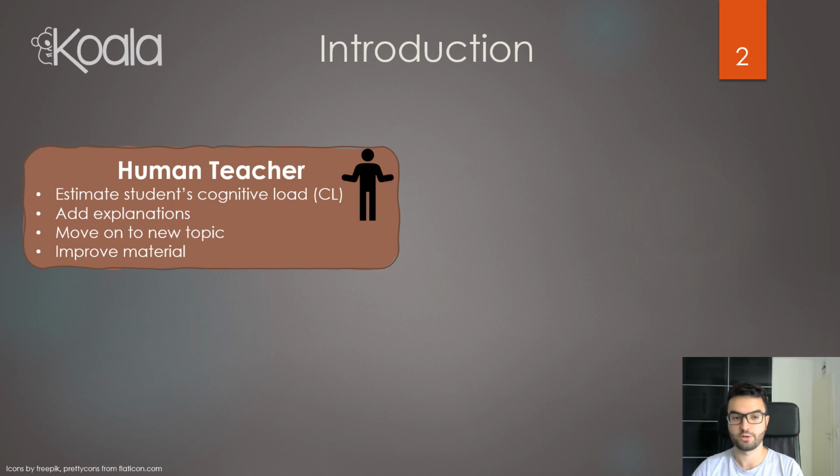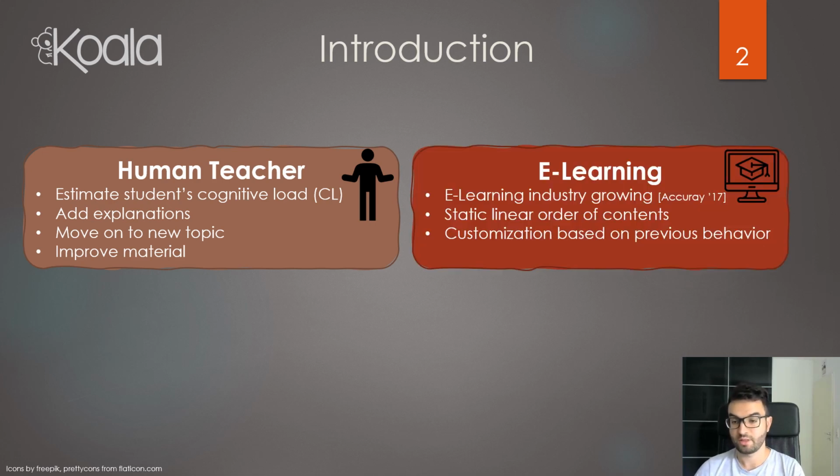In traditional learning, human teachers usually try to estimate their students' cognitive load and react to it, so add further explanations when they feel like their students were overloaded and did not properly understand everything, or move on to more complex topics.